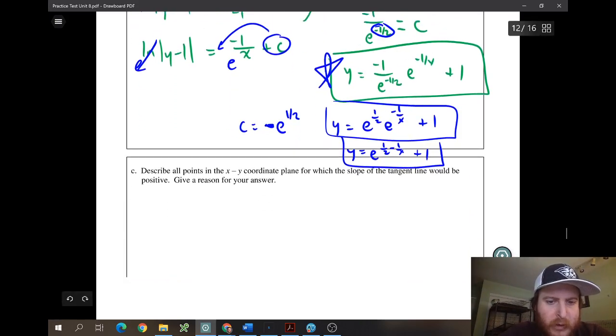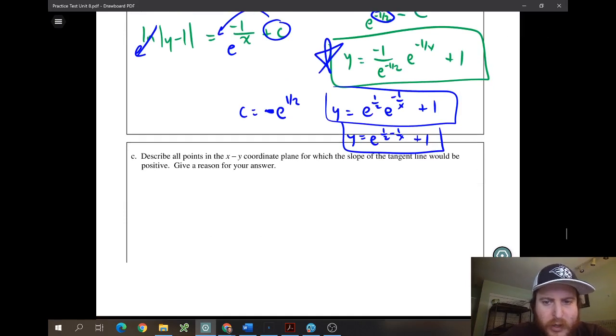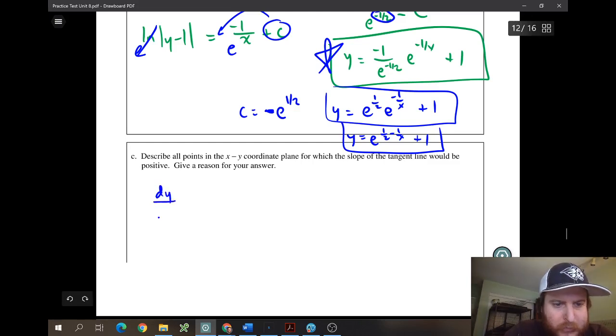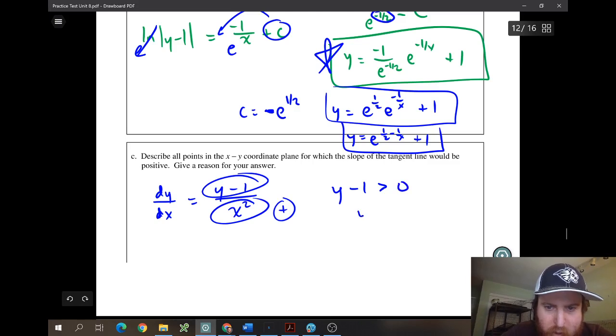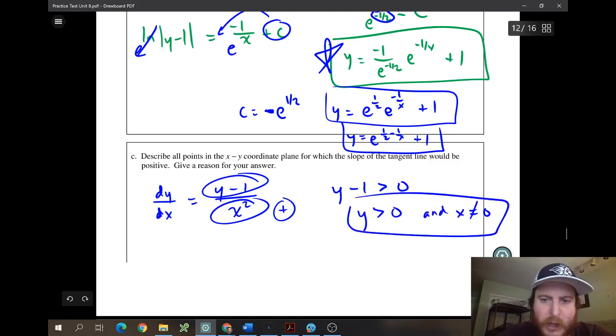All right, next, describe all the points where the slope of the tangent line would be positive. So we want to figure out, where would the slope of the tangent line be positive? Well, we had y minus 1 over x squared. We want to think about the top and the bottom. When is the top going to be positive? When is the bottom going to be positive? The bottom's always positive. So when would the top be positive? Well, when y minus 1 is greater than 0. So when y is greater than 1. Now you want to be careful because you also need x cannot be 0. So that would be all of the points.